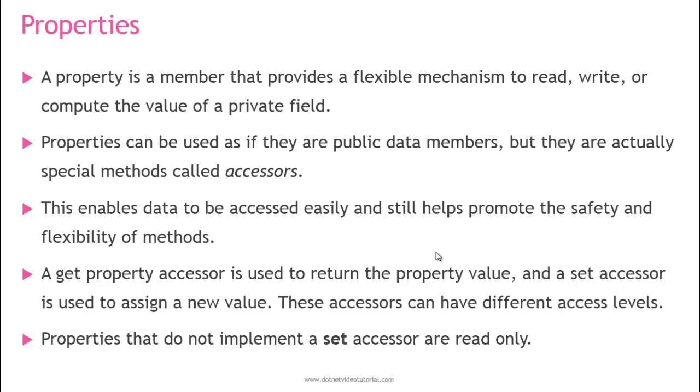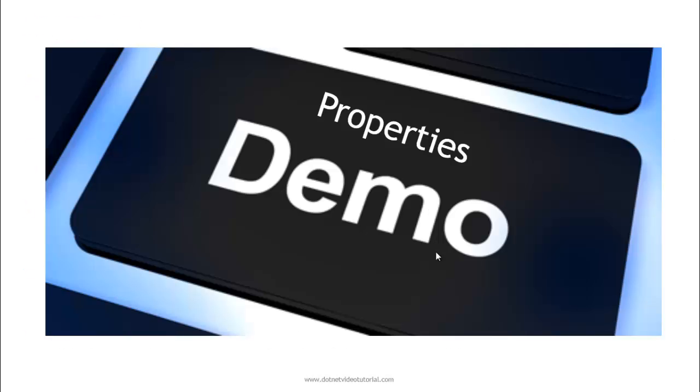If a property does not have a set accessor, then it is known as a read only property. If a property does not have a get accessor, then it is known as a write only property. And if a property has both the accessors, then it is called a read write property. So to understand all these points, let us again go through one simple example.